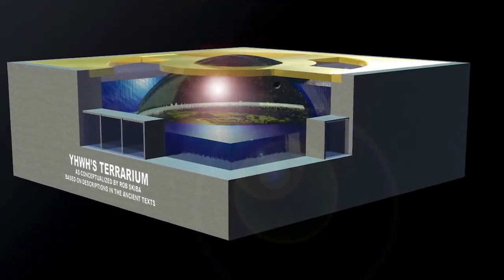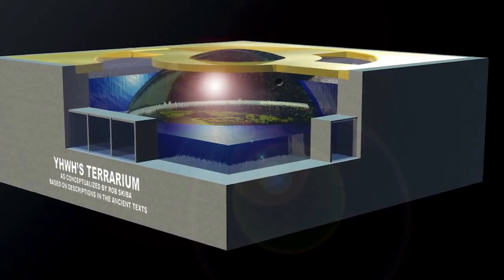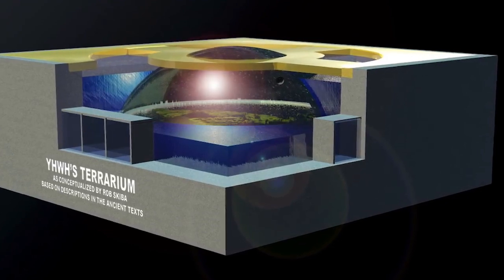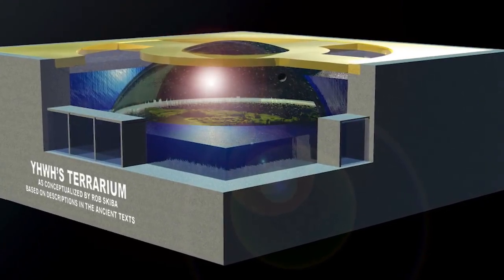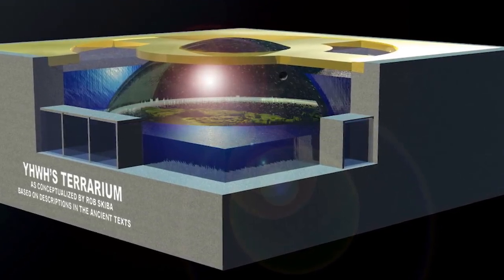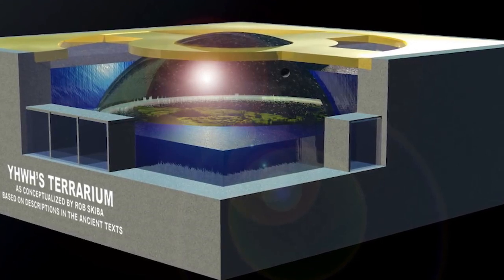And God said, let there be a firmament in the midst of the waters, and let it divide the waters from the waters. And God made the firmament and divided the waters which were under the firmament from the waters which were above the firmament. And it was so. And God called the firmament heaven, and the evening and the morning were the second day. Genesis 1:6-8 in the King James.